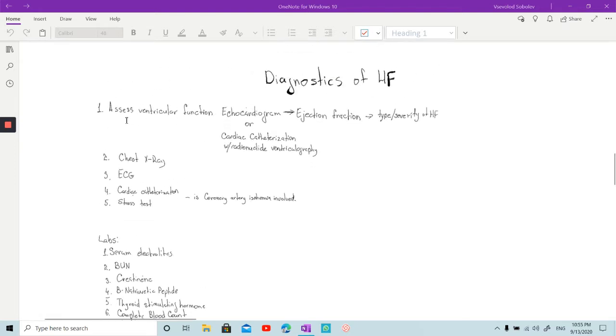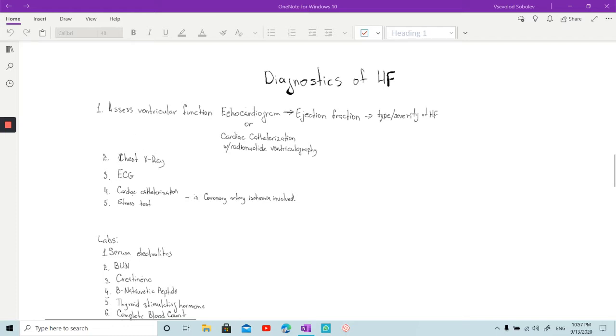So, to diagnose heart failure, we have to assess ventricular function, and we can do it by measuring the ejection fraction. This we can do with echocardiogram. We can measure the cardiac output, and it will give us type and severity of the heart failure. Also, by using cardiac catheterization with radioactive radionuclide, we can measure the cardiac output and ejection fraction.